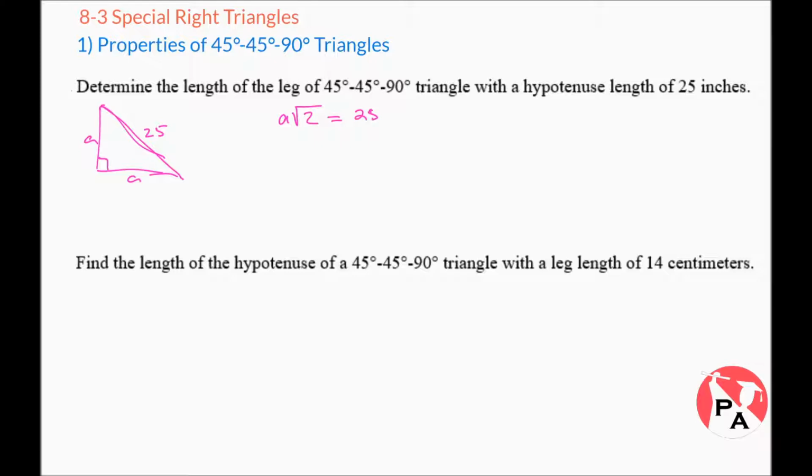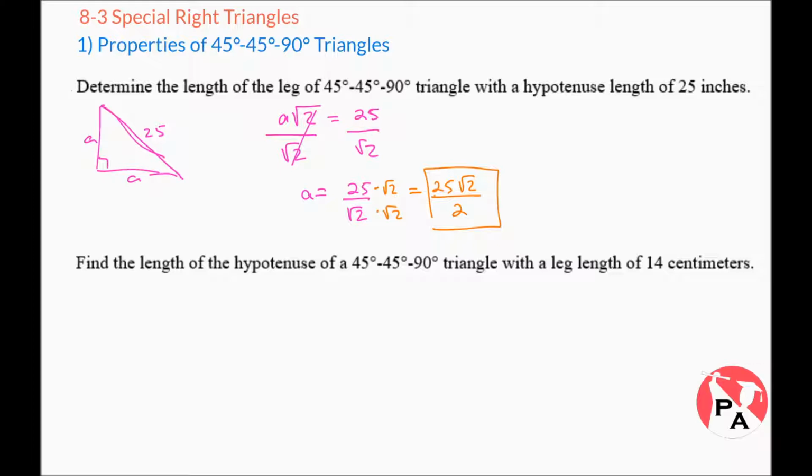If we divide each side by radical 2, the value of a would be 25 divided by radical 2. But since we have a radical in the bottom, we need to get rid of that radical 2 by multiplying the numerator and denominator of the fraction times radical 2. At the top we have 25 times radical 2. In the bottom we have 2. So this would be the length of a, 25 times radical 2 divided by 2.